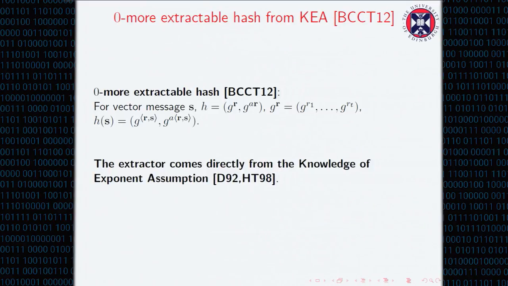This comes directly from the knowledge of exponent assumption, or rather a generalization of it, which was introduced by Damgård in 92. The intuition is this: the output of the hash is two group elements, and those two group elements have a specific structure. It's g to the something, g to the a times something. The assumption says that any attacker who is able to output such a pair must definitely have computed the function over the message S. Otherwise, it's hard to hit this structure. This is basically the knowledge of exponent assumption.